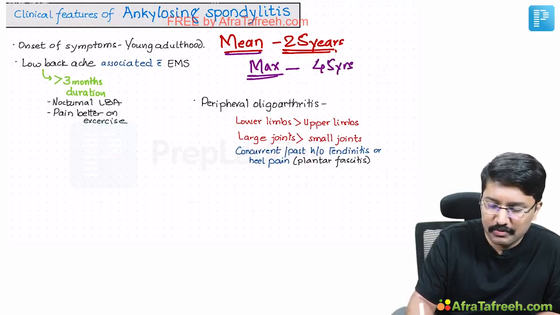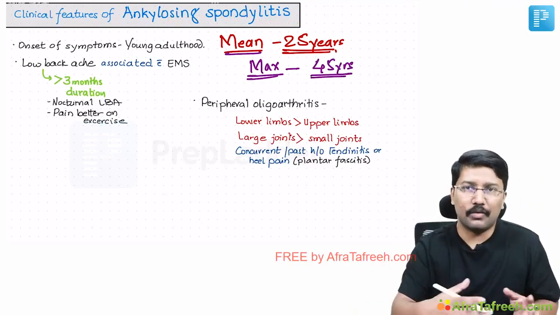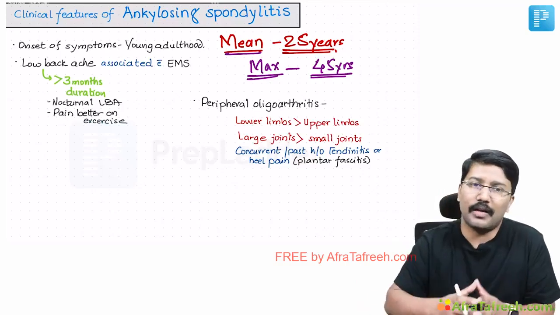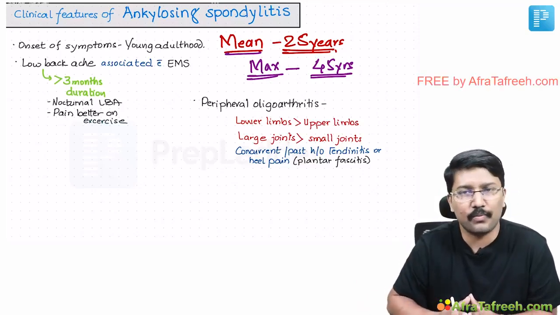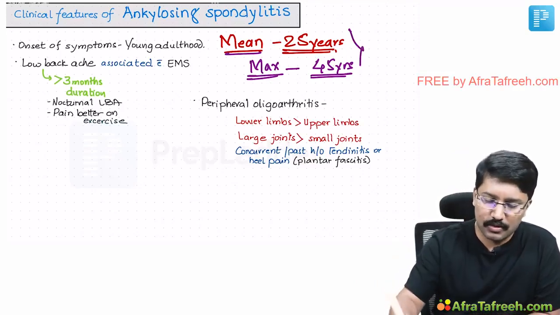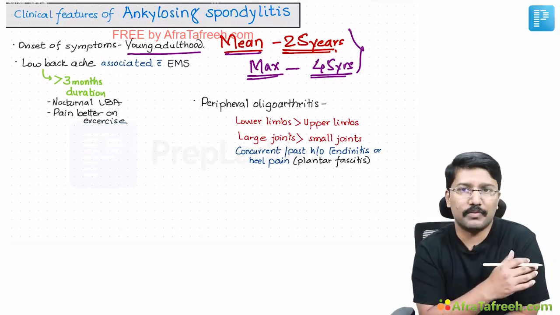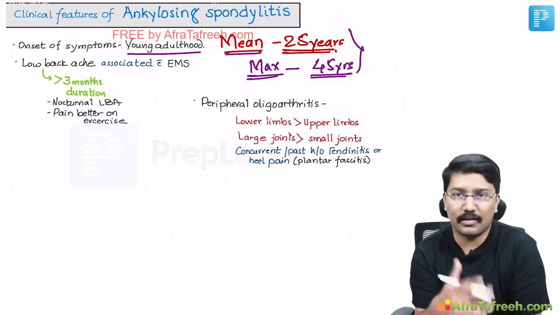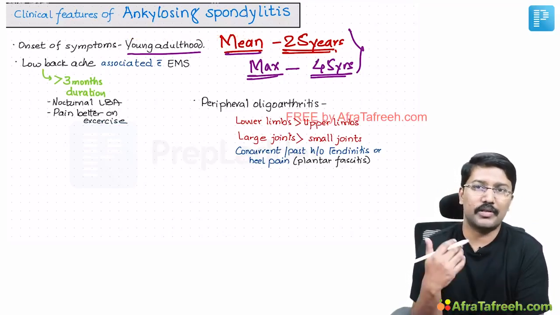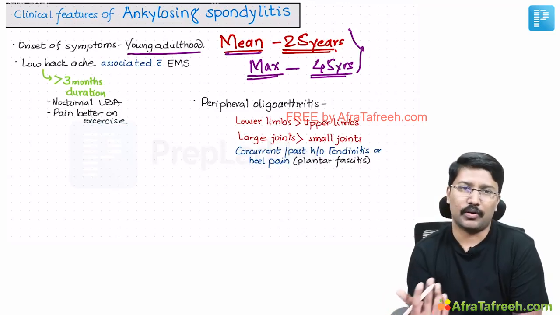So if someone presents with chronic low backache and the onset of symptoms was after 45 years, don't think of the diagnosis of ankylosing spondylitis. There may be other possible diagnoses. So these are the 2 points to note. Usually the symptom onset is young adulthood, the mean is 25 years, and the maximum age where you can confidently diagnose is when the patient is under 45 years. Onset of symptoms after 45 years goes against the diagnosis of ankylosing spondylitis.